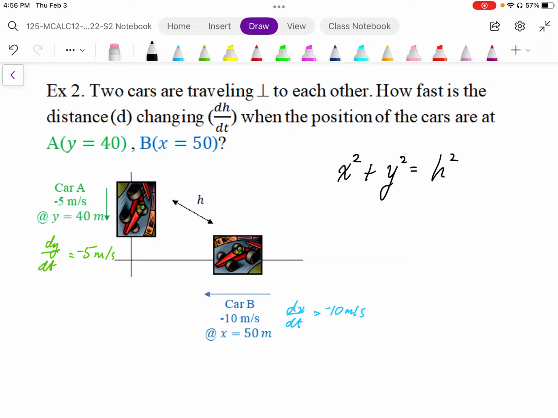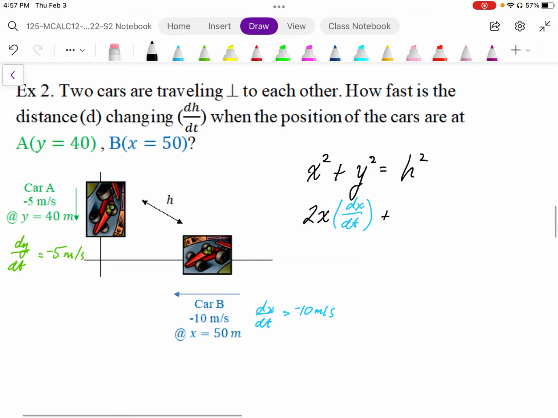So I'm going to first start with the x squared. I'm going to differentiate x squared into 2x. But because x is an embedded function, okay, x is a function of time, I have to apply the chain rule and add in the times dx by dt. Plus, then I move on to the y squared. I'm going to differentiate y squared, so I get 2y. But again, y changes with time, so it's a function of time. So I have to apply the chain rule and differentiate dy by dt.